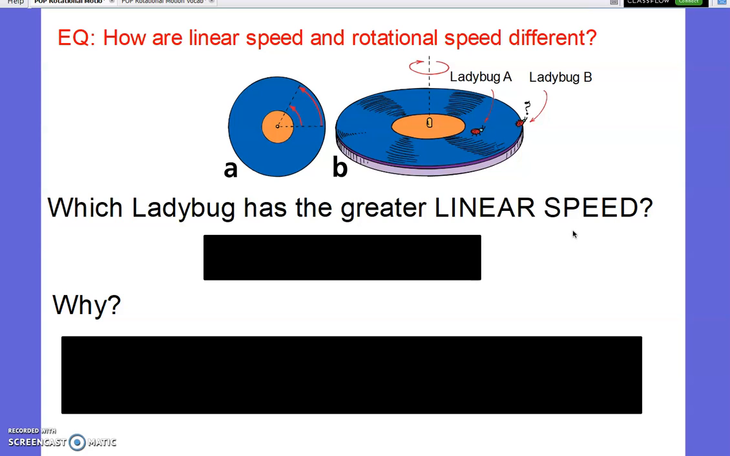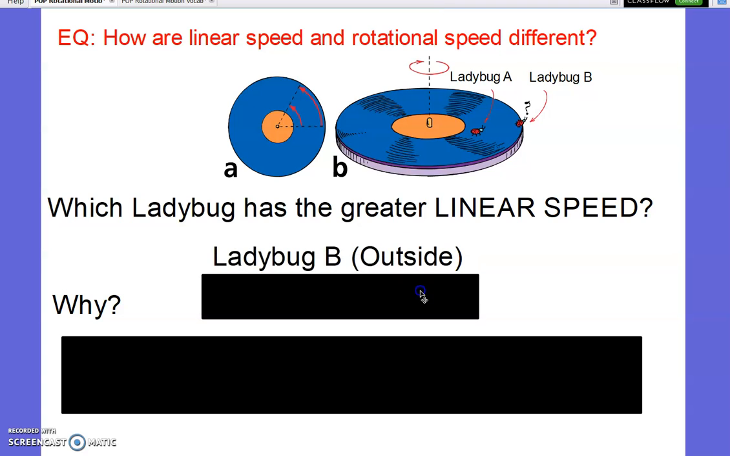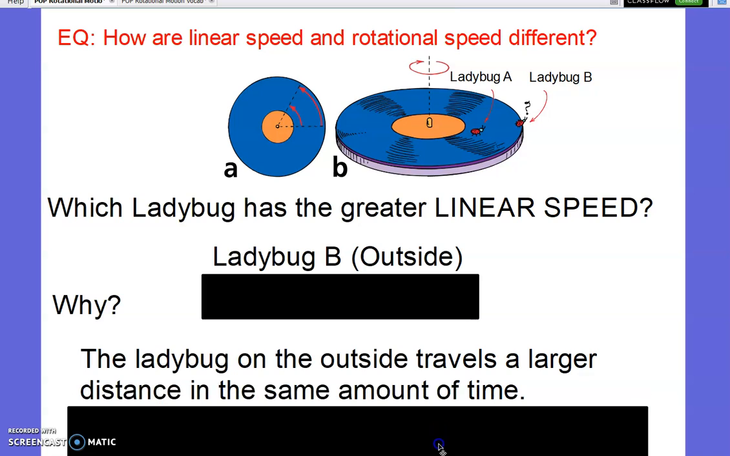Welcome back. So which ladybug has the greater linear speed? Well, we see here that Ladybug B has a greater linear speed because this one goes a further distance in the same amount of time. And the reason is, again, the ladybug on the outside travels a larger distance in the same amount of time and therefore has a greater linear speed. Just like those students running in the circle doing the whip. The student on the outside had to run faster than the student on the inside. And that's because they had to travel a further distance.